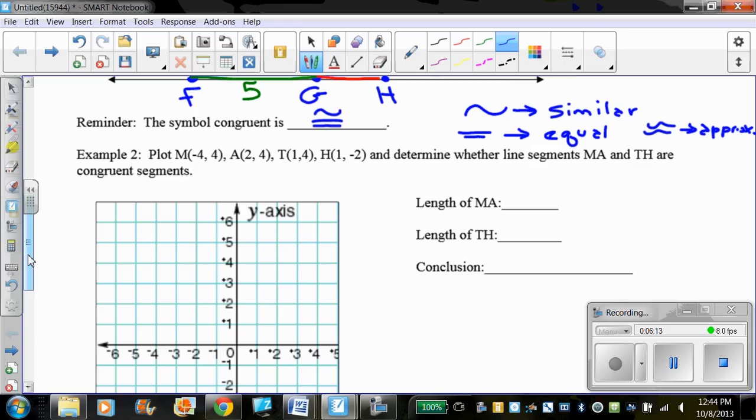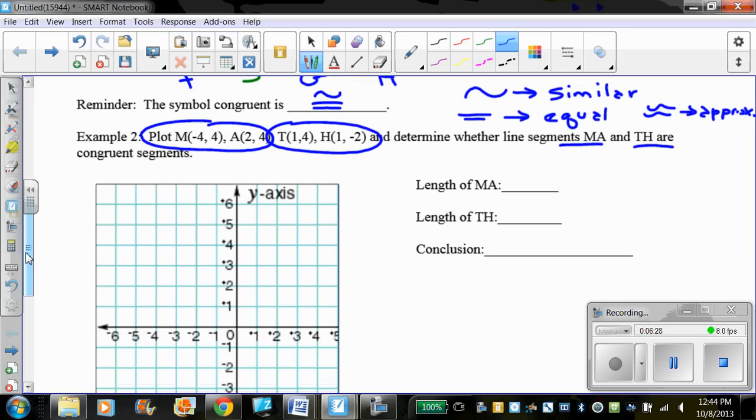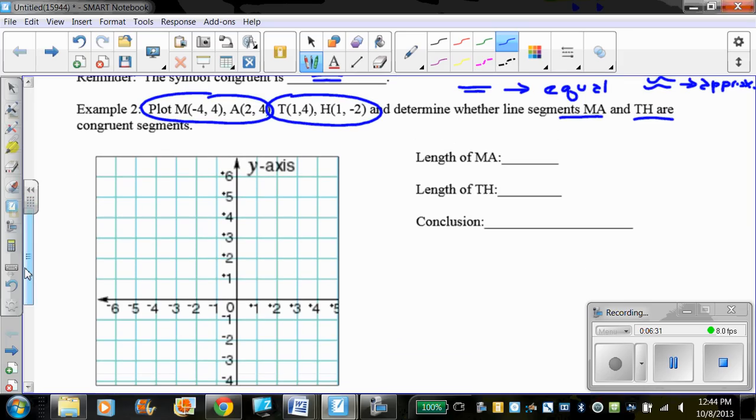Example 2 says plot these points and determine whether line segment MA is equal to TH. So I want to know if this line segment is going to be congruent to this line segment. The easiest way to start here is to graph it. Luckily I have a graph right here, although it looks kind of cut off. Hopefully it's big enough. -4, 1, 2, 3, 4 is right here. 2, 4, 1, 2, 3, 4 is right here. So this point is M, this point is A, this segment is MA.